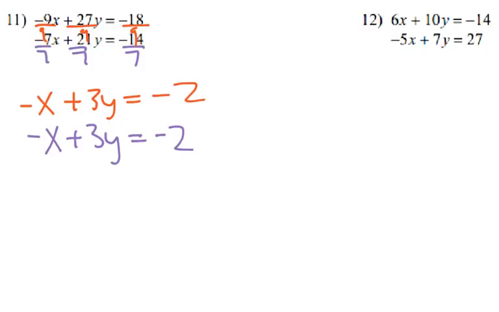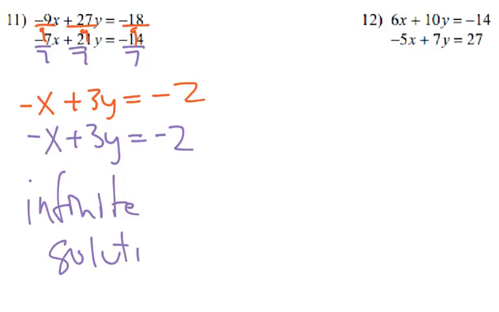So even if you would have multiplied by 7 and 9, you would have ended up with the same exact equations, which tells us what? There's infinite solutions. I don't need to solve this out. They're the same exact equation. They're going to be 0 equals 0. It's going to be infinite solutions.